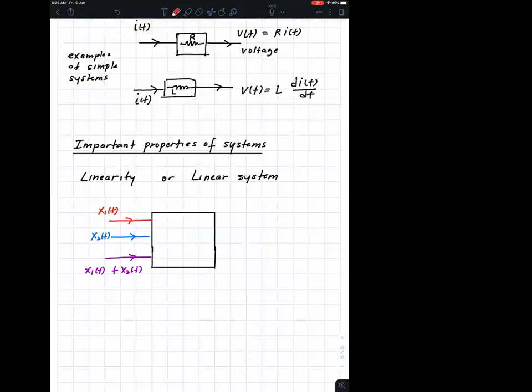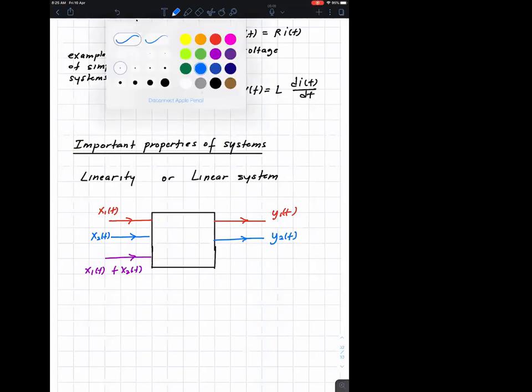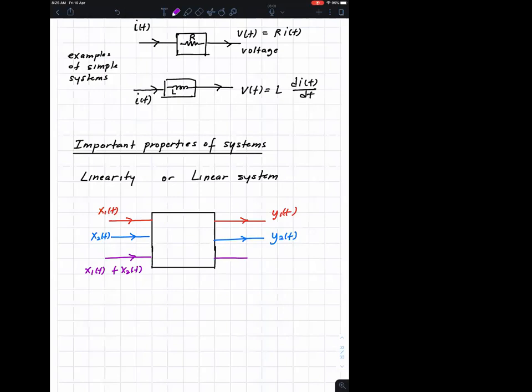Signal 1 input x1(t) produces output y1(t). Input x2(t), let's say, produces an output that's called y2(t). So the sum of inputs x1(t) and x2(t) produces y1(t) plus y2(t).